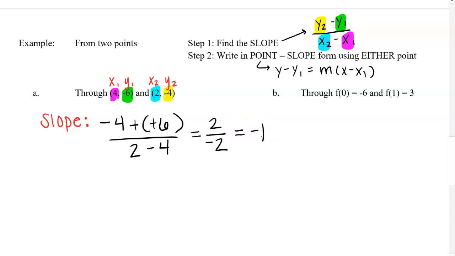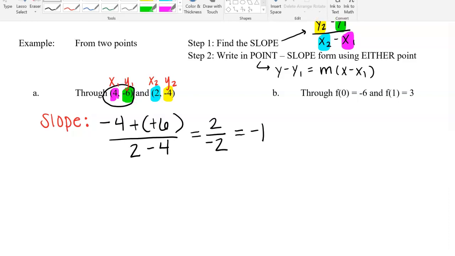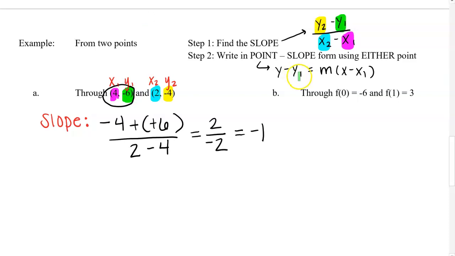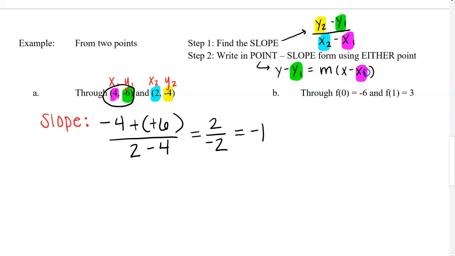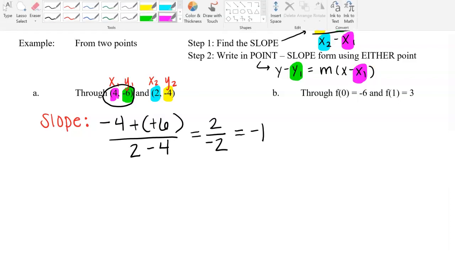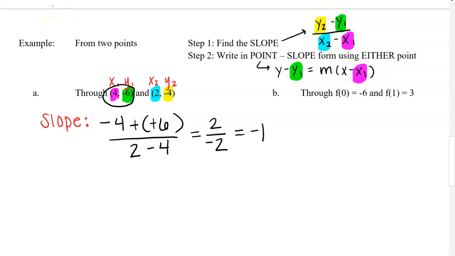I can now choose either point to write my equation of the line. So I'm going to just choose this point, and I use my point slope formula with -6 in the place of y1 and with 4 in the place of x sub 1. So we'll start with y.